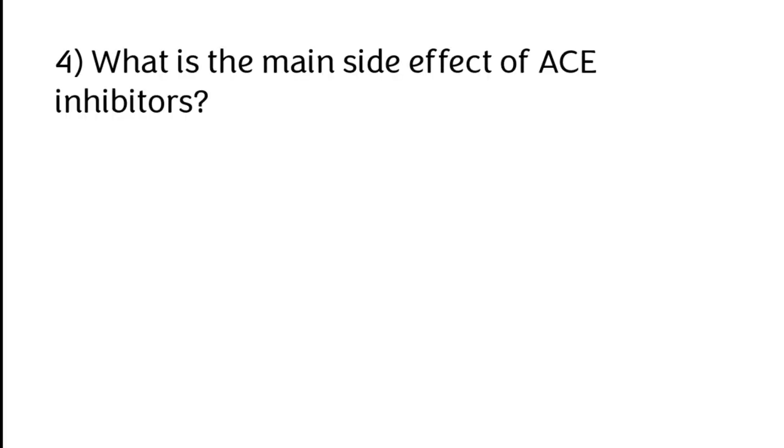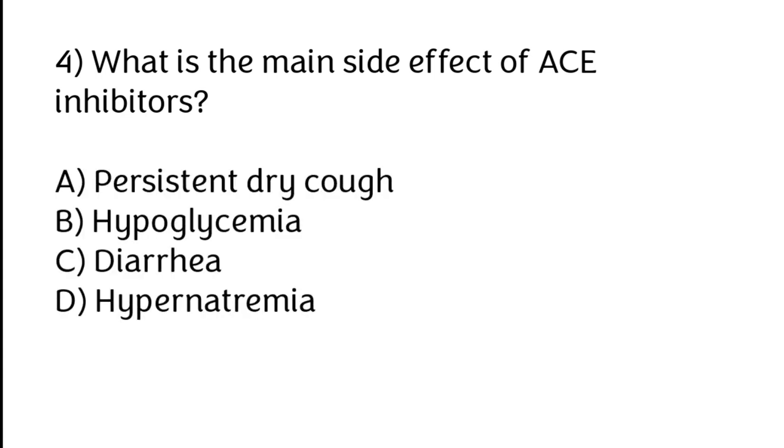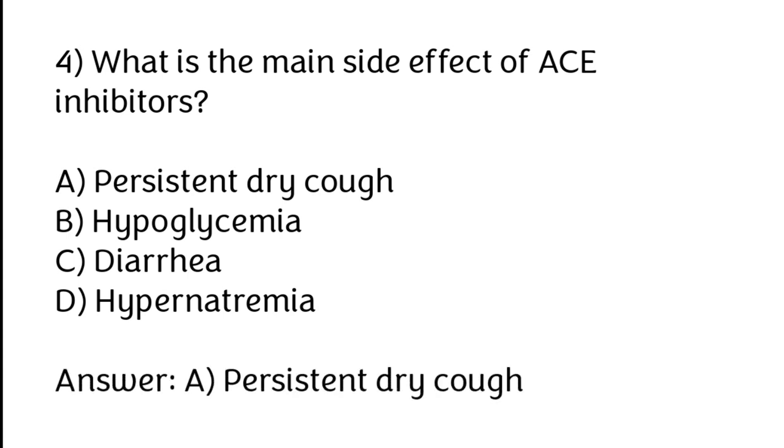What is the main side effect of ACE inhibitors? Persistent dry cough, hypoglycemia, diarrhea, hypernatremia. Correct answer is option A, persistent dry cough.